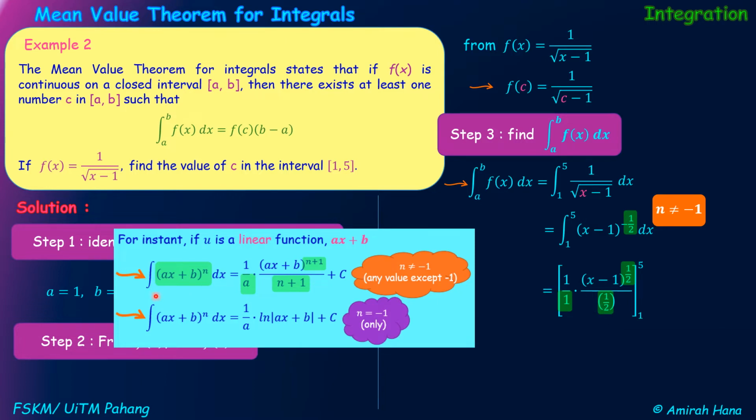This is an indefinite integral, so we need to put plus c at the back. But in this case, we have a definite integral. So when we solve a definite integral, there is no need to put plus c, but we need to use square brackets with the lower limit and upper limit.